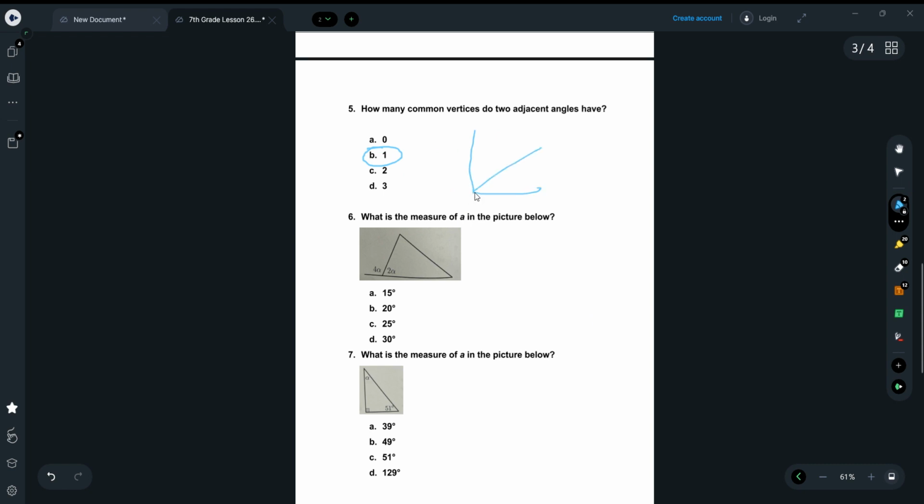A better example: this is angle one, angle two, only one corner right here.